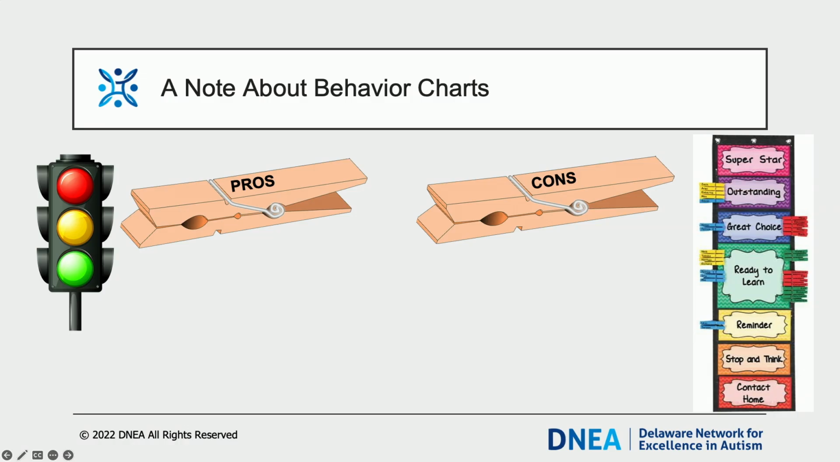Now, we want to take a moment to talk about behavior charts. We have some cautions and considerations about behavior charts, specifically the red, yellow, green stoplight and other color-coded clip charts. Some pros to using these types of behavior charts are that they provide students with feedback on their behavior and prompt adults to provide students with feedback as well.